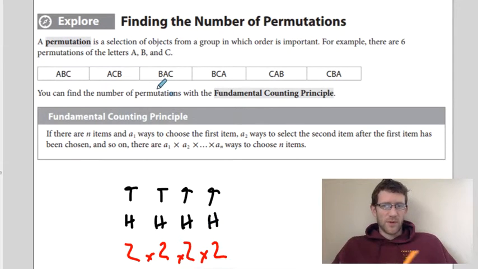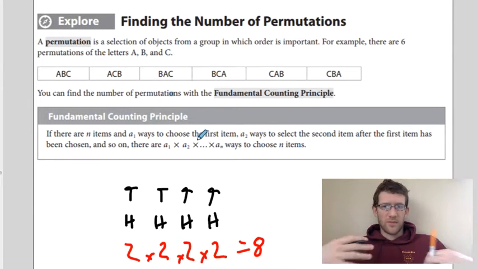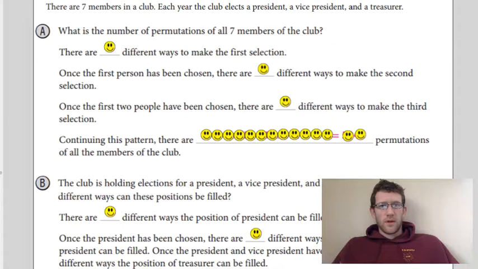So the number of possible patterns for 4 coin flips is going to be 2 times 2 times 2 times 2, or 8. Right? So we can rely on this fundamental counting principle as a framework to discuss some of these problems, even though it may be kind of new or different. So we'll jump into some examples.